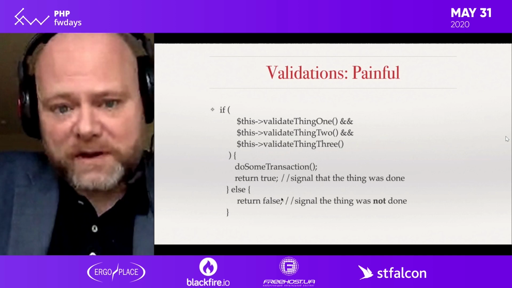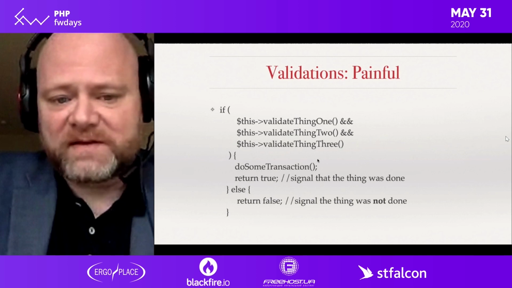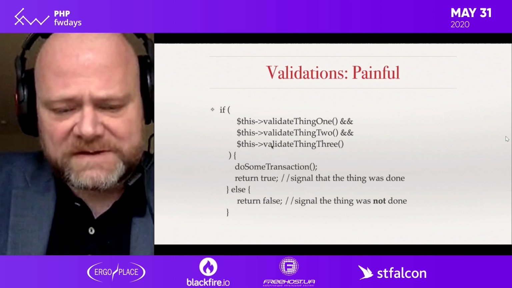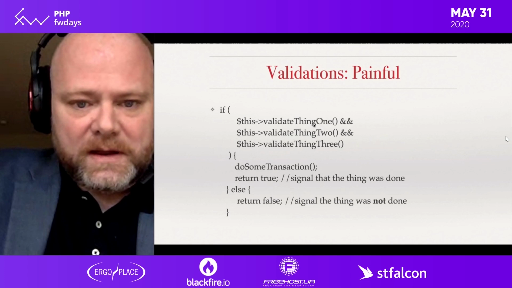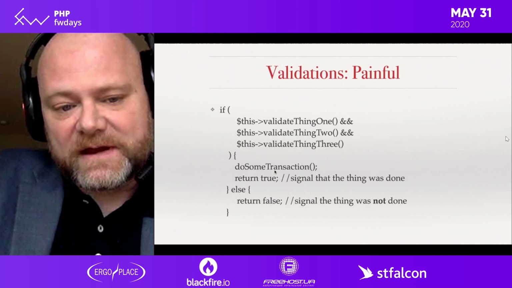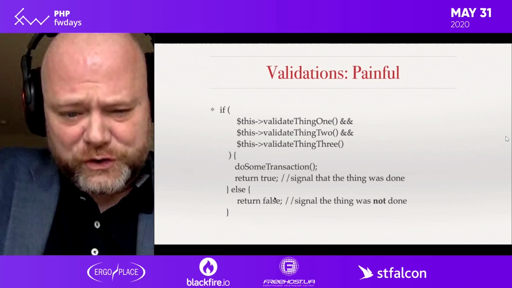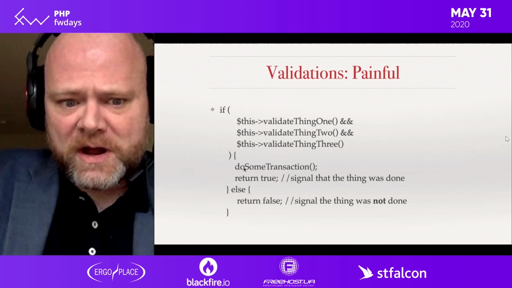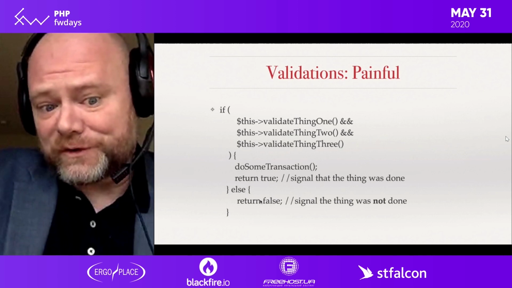So there are two things here that you can look at. One, your code is already pretty nested just to do some basic validation of things. So you've already got some nesting inside of an if statement. This is kind of a lot of extra code. And the other thing is, you are going to return true or return false, because whatever calls this code needs to know whether or not do some transaction was successful, right? So one typical way to do it is to return true or return false.